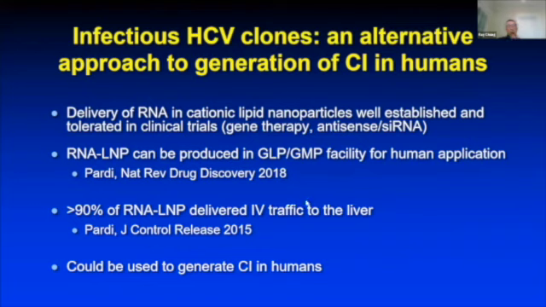And RNA lipid nanoparticles could be produced in a GLP-GMP facility for human application. And the great majority of these would naturally target after intravenous inoculation to the liver. So this may represent an attractive approach to generate challenge inocula in humans.